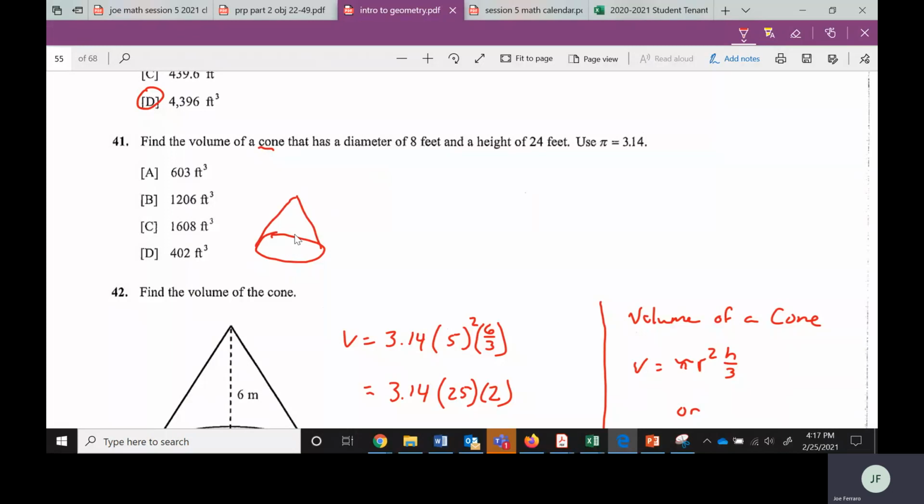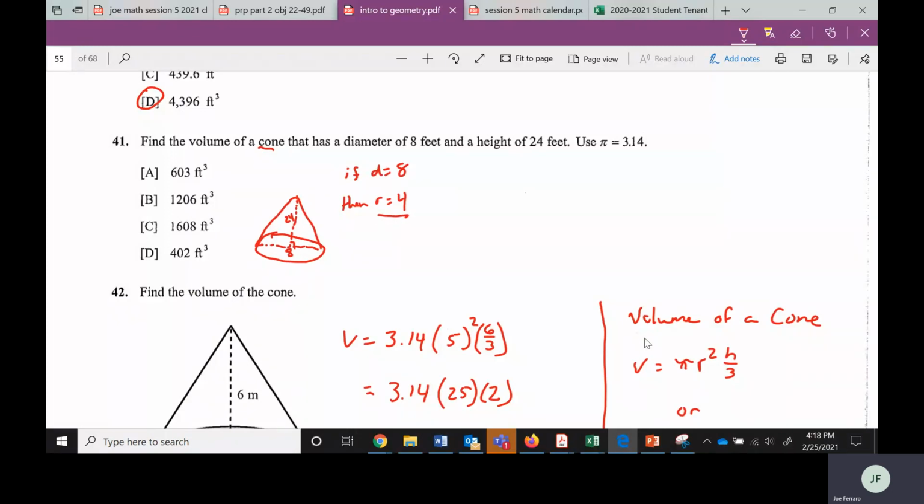Okay, so now the key here is the height. That's no problem. That's 24. Now the other number they said was a diameter. Means all the way across. That is 8. So again, if diameter equals 8, then the radius is half of that, which is 4. And that's what we need.